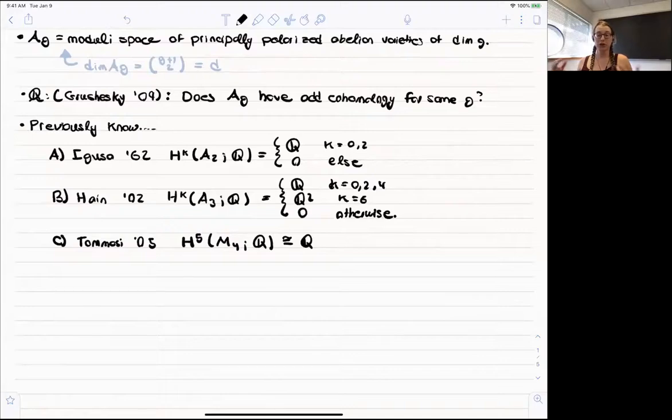And given the close connection between these two moduli spaces, given by the Torelli map and other ways, we might speculate that if M_g has odd cohomology, then A_g is also likely to have odd cohomology. So I think Grushevsky's question is very much in the vein of, okay, it happens for M4, can it happen for A4 or other kind of g?